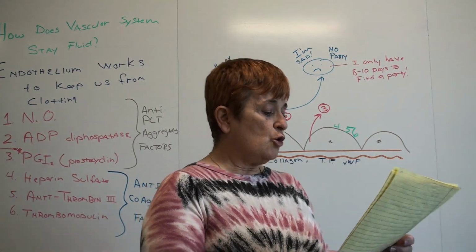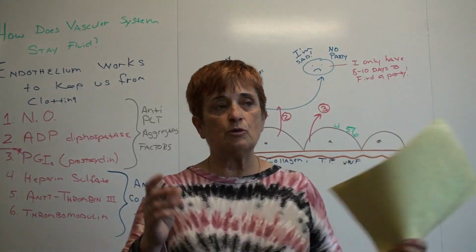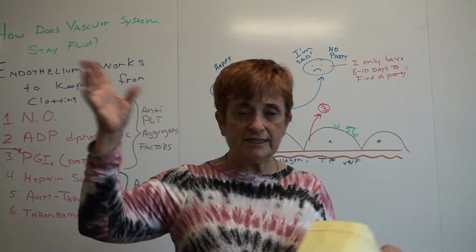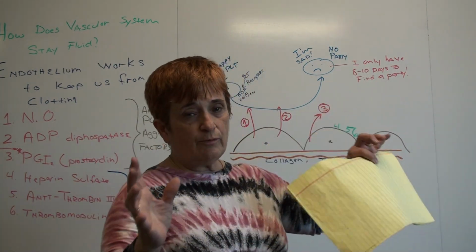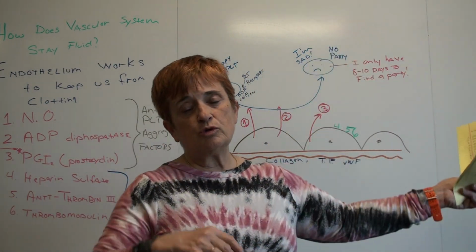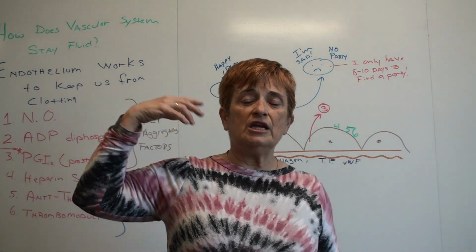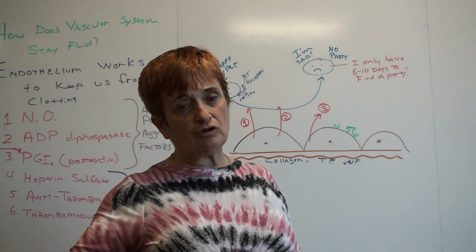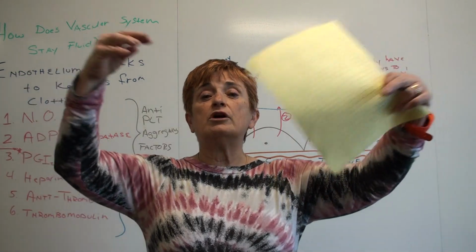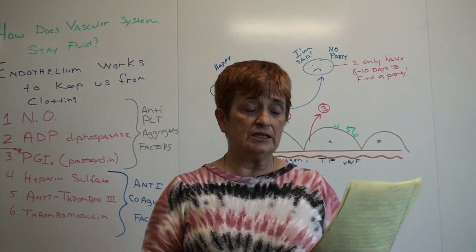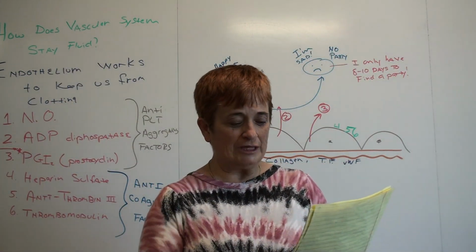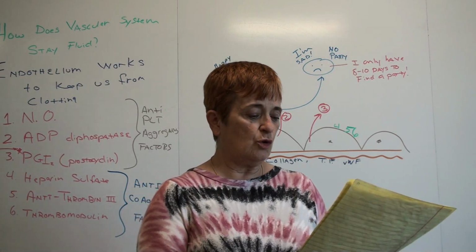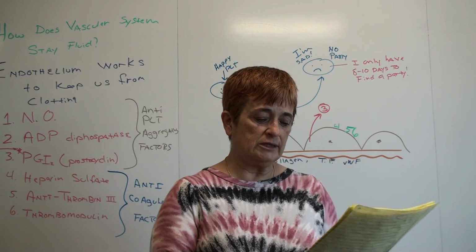Okay, so as I went through the last time, it's a cascade. I've got 3 different pathways. Extrinsic begins with factor 7, intrinsic begins with factor 12. Both of those will come together and meet in the middle at factor 10. And so it's a coagulation process.